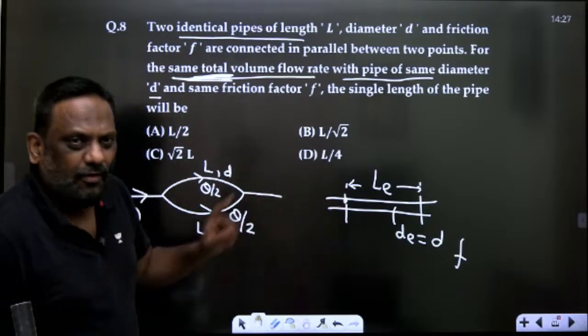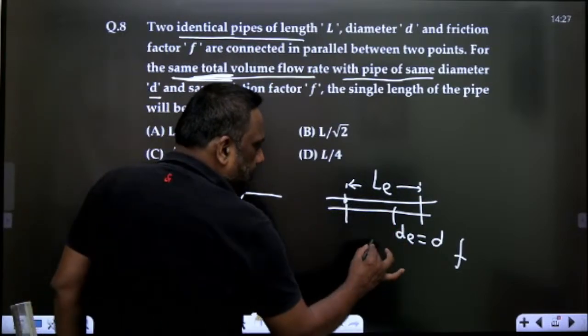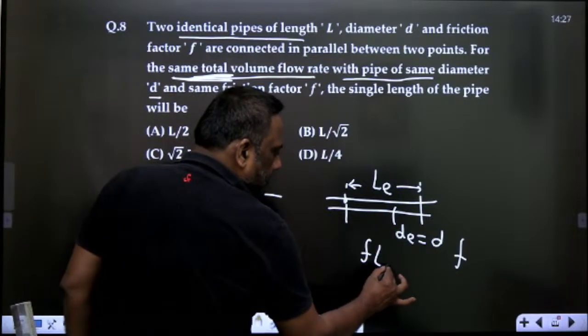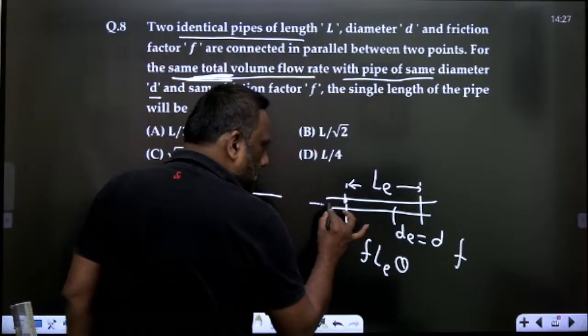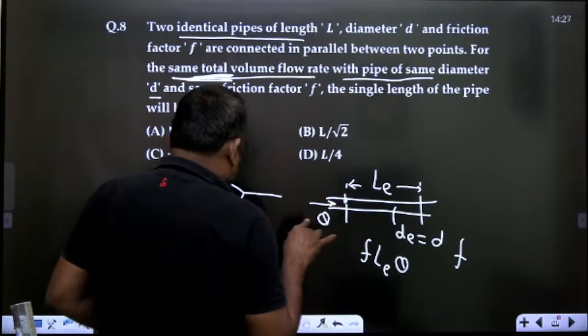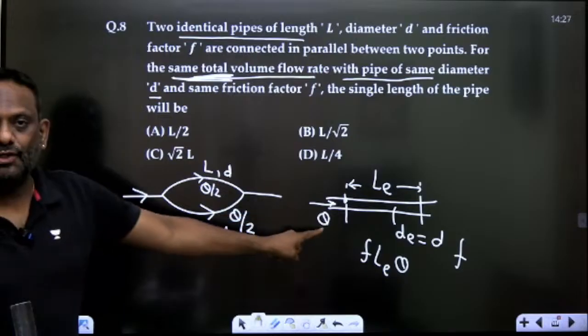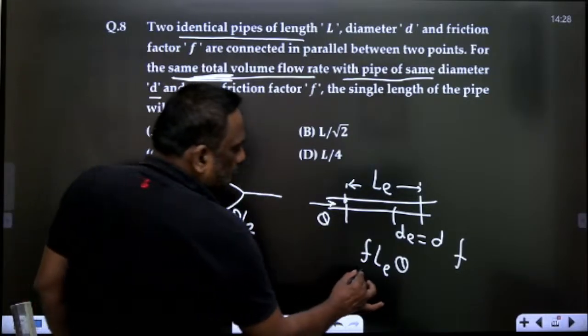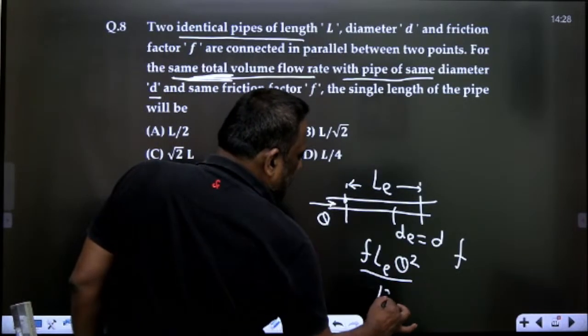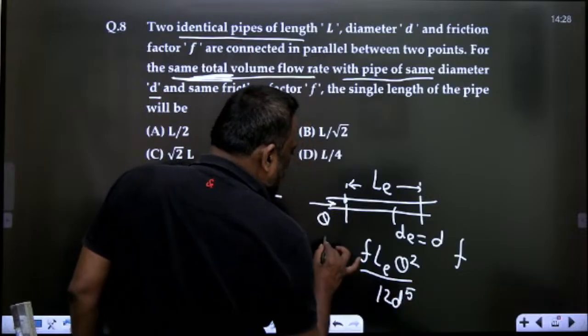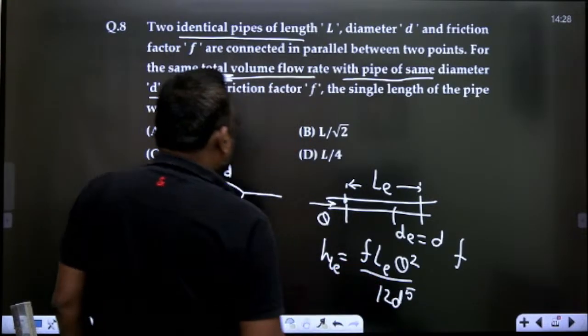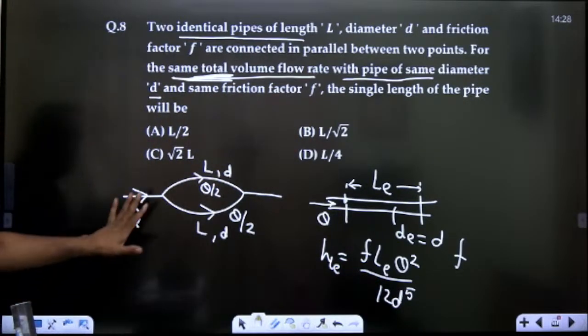Now, can you tell me what is the head loss in the equivalent pipe? F L Q square. The total discharge is Q here, because whatever the total discharge it is carrying, here also it should be the same. Here it is F L Q square by 12 d power 5. This is the head loss in the equivalent pipe. Now, what is the head loss in this pipe?